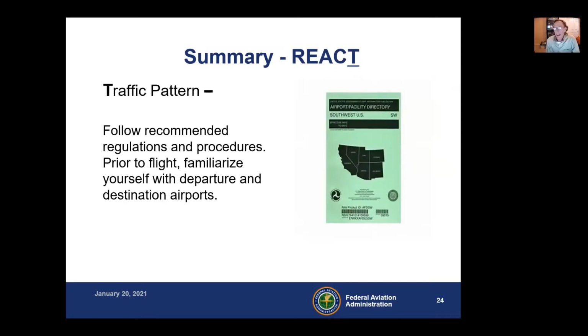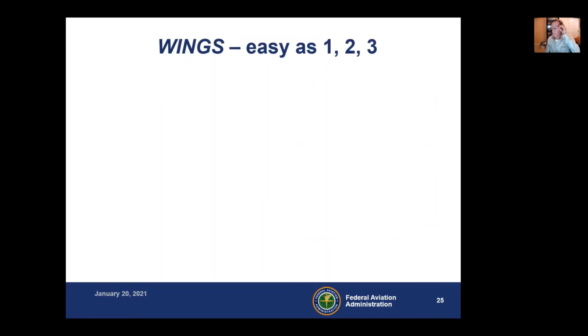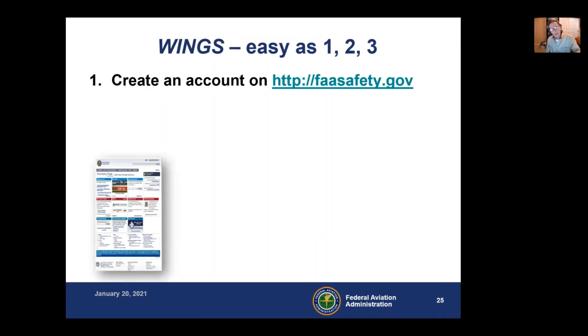So, in the traffic pattern, follow recommended regulations and procedures prior to flight. Prior to flight, familiarize yourself with departure and destination airports. And by the way, the Airport Facility Directory will tell you if the airport has right traffic pattern as well. So that's pretty much the presentation.